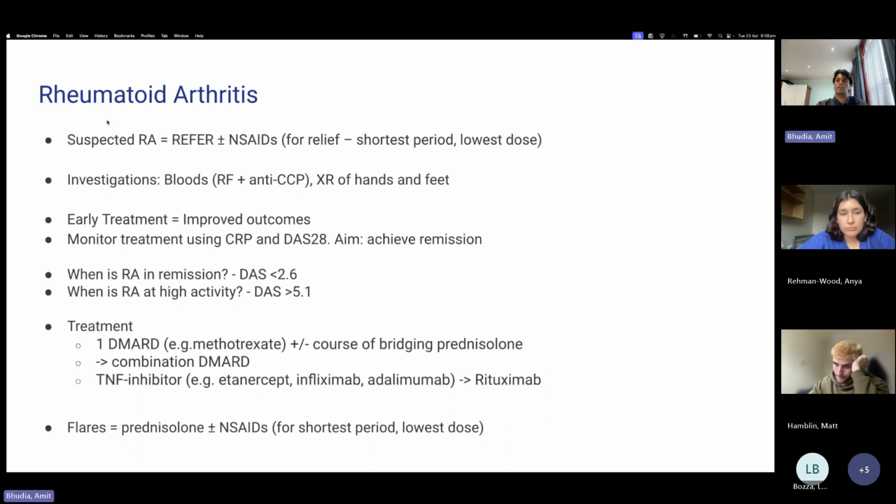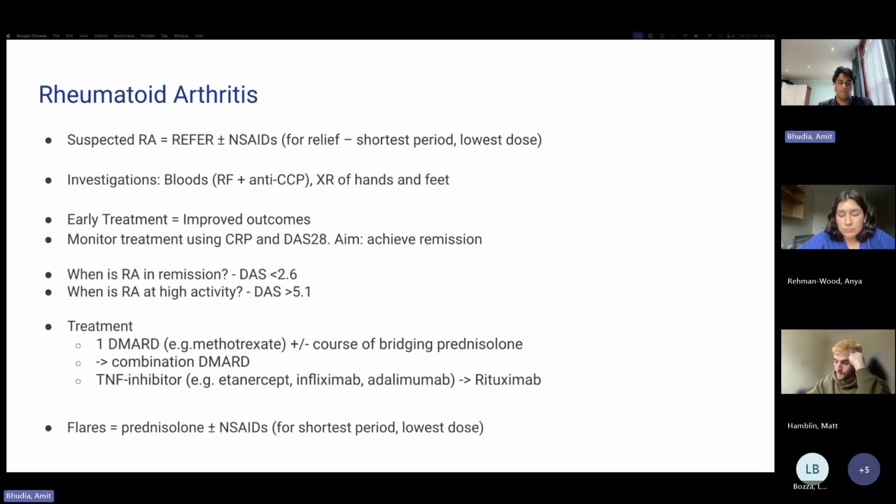And then in a patient with suspected rheumatoid arthritis, from primary care you'd refer to secondary care, so refer to a rheumatologist, and then in the interim, you can give them NSAIDs for short-term relief. In terms of investigations, they're likely to do blood tests, so they'd measure their rheumatoid factor, anti-CCP, which is more specific, and then they'd also take x-rays of the hands and feet. And then the reason that quick referral is important is because early treatment equals improved outcome.